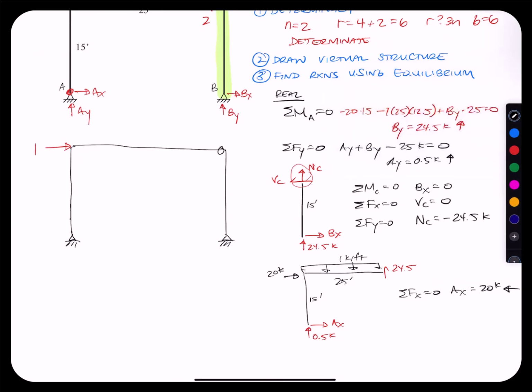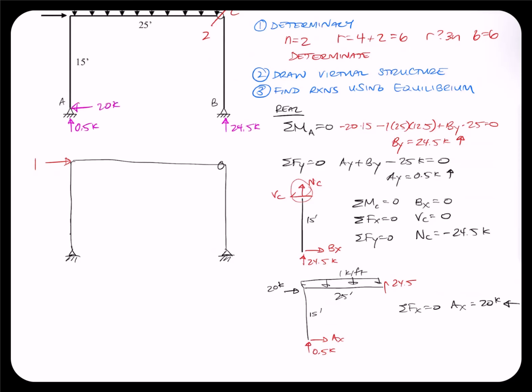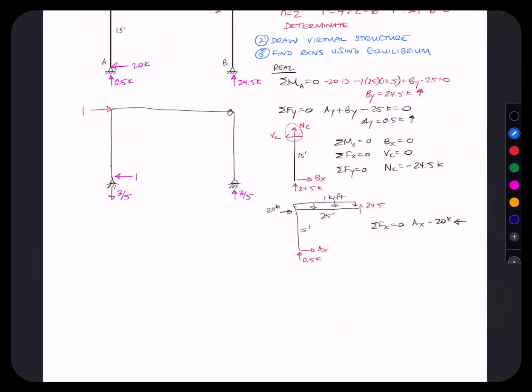I could repeat this process for my virtual structure, so I'm going to skip doing it out, but you're going to take the exact same steps. I will just provide the reactions. So for this one, 0.5 kips, 24.5 kips, 20 kips, BX was 0. We're going to see this one is 3/5 up, 3/5 down, and 1, and we're going to see that 0 again on our reaction at the base. So we found our reactions.